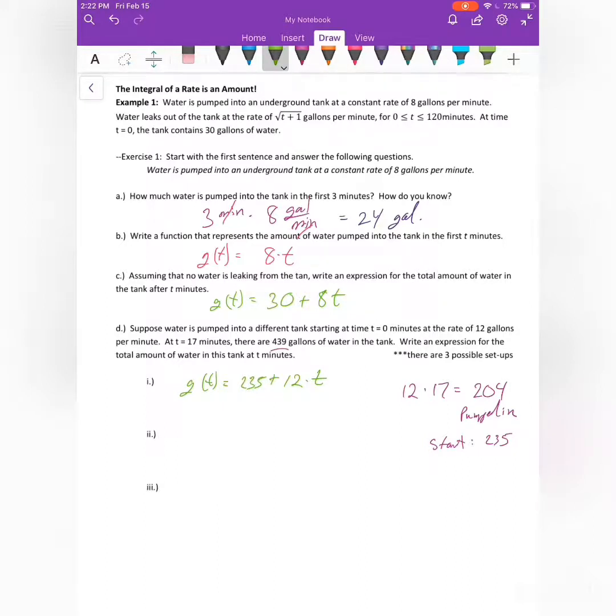So there's a few ways to go about this. I like that one. It's very logical. I think a slightly easier approach is this is actually an ordered pair. They're saying at this time, there's this many gallons.